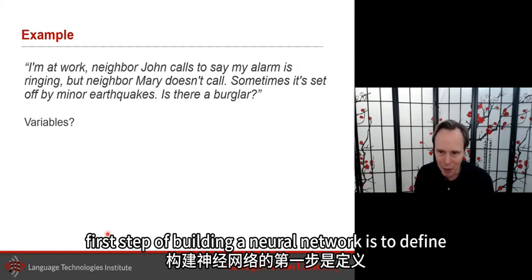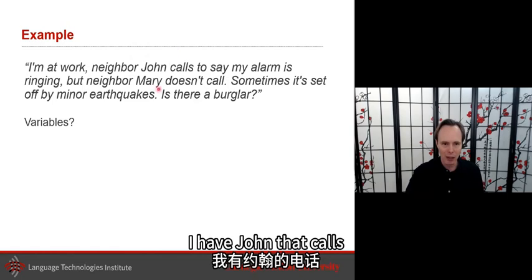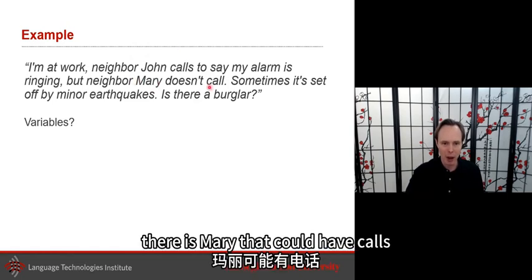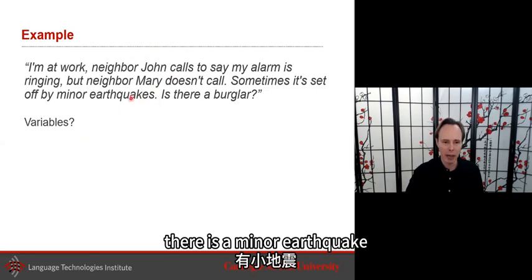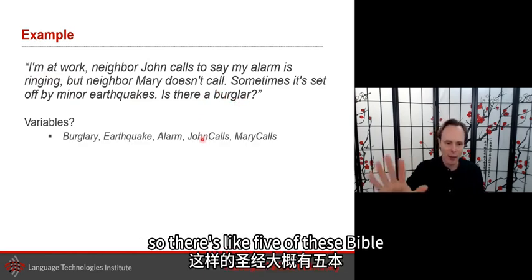The first step of building a Bayesian network is to define what your variables are. What are your variables in this case? I have John who calls. There is Mary, who could have called. There is a minor earthquake. There is the alarm that's ringing, and there's a burglar. So there are 5 of these variables.